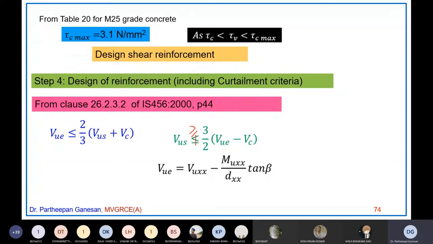What is VUE? This VUE means effective shear. Effective shear is VUXX minus MUXX by DXX into tan beta. That is the effective shear, because this is a tapered cantilever beam, so we have to do this. Suppose you have been given a normal beam, then VUXX itself you will take. If it is not a tapered cantilever beam, this minus term will not come, and VUE will be VUXX only.